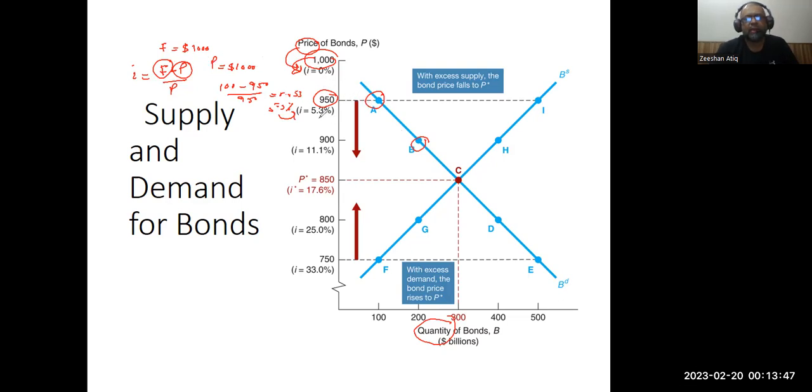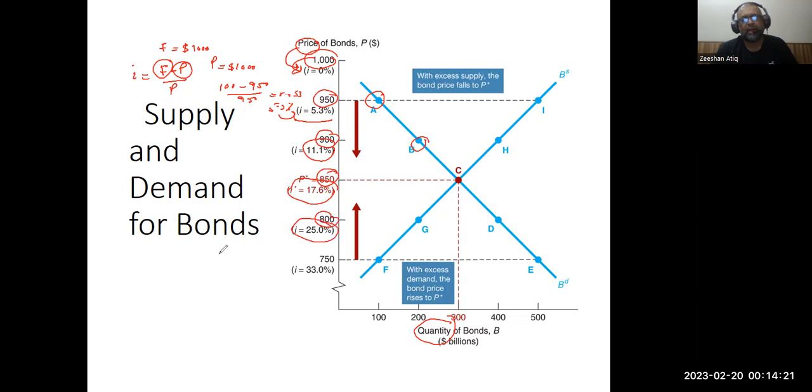So, for example, any price can be plugged into this formula, and you can find out the corresponding interest rate. For example, the interest rate for the $950 bond is 5.3%. If the price of the bond further falls to $900, the interest rate will go up to 11.1%. Similarly, if it goes down to $850, the interest rate goes up to 17.6%. Similarly, $800 gives rise to a 25% interest rate.